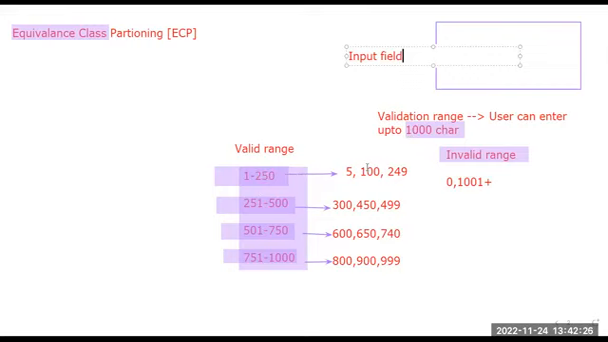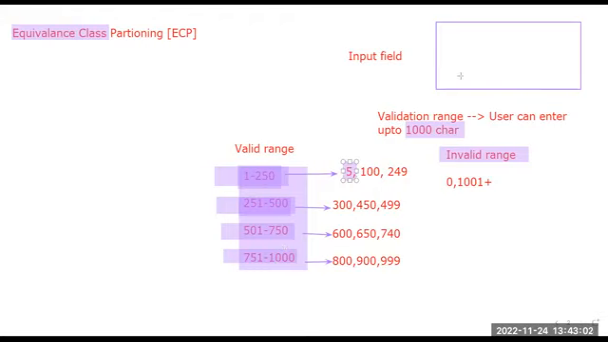When you prepare your test scenarios, you can mention: verify this input field by giving values between 1 to 250 characters. Verify this input field by giving values between 251 and 500 characters. Verify this input field with 501 to 750. Verify this input field with 751 to 1000 characters. When you perform the actual testing, you can enter some values between 1 to 250 characters and test it out. So that is for the valid range.